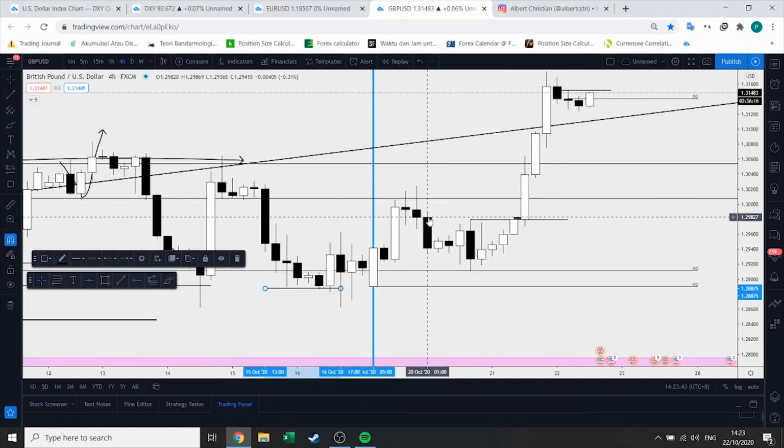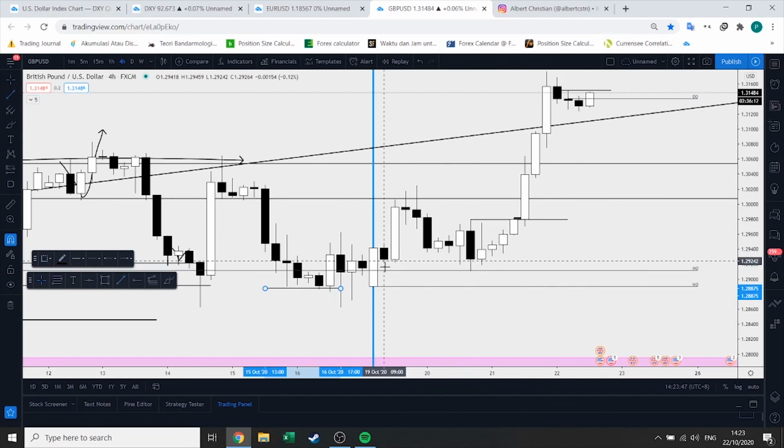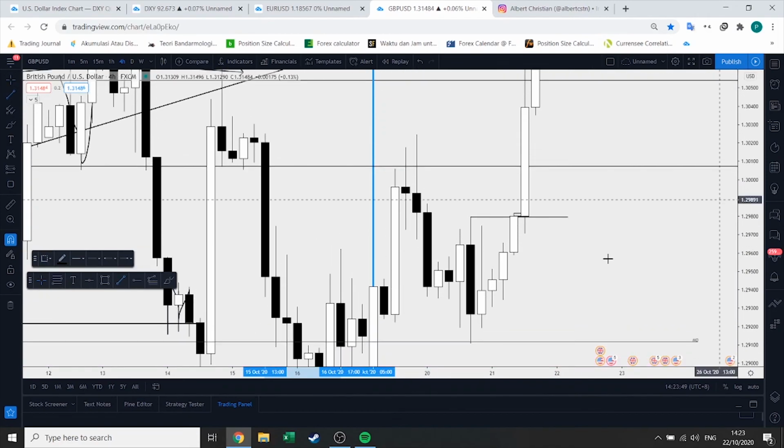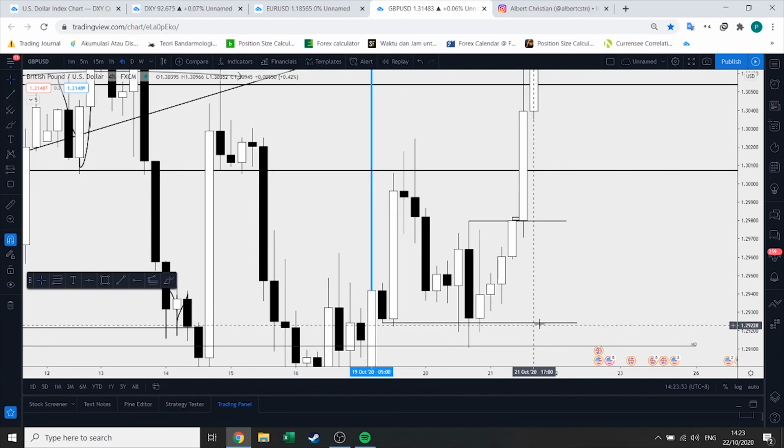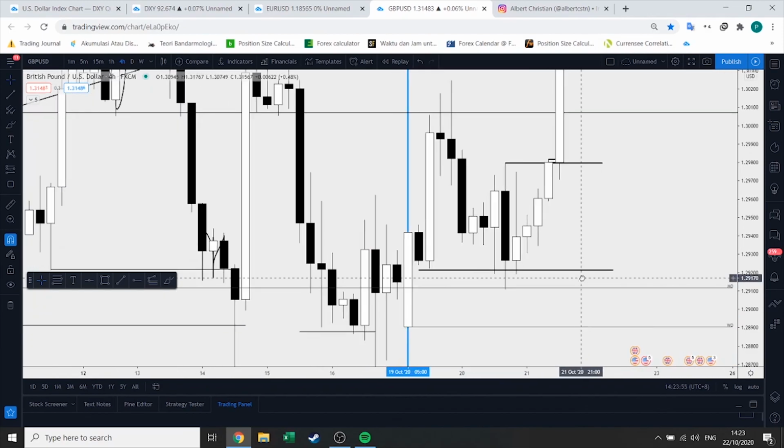Price shoots up, then here again, support, support invalidated, price went up.